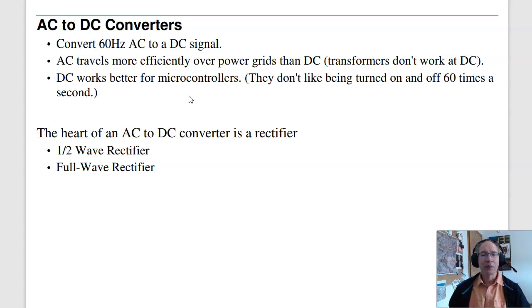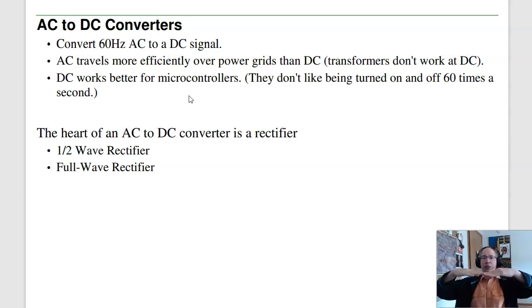So anyway, the purpose of an AC to DC converter is to convert 60 Hz AC to DC. AC is much more efficient for power grids. That's kind of why we have an AC power grid. Basically, transformers don't work at DC. And what happens is, if I want to transfer, say, a megawatt of power long distance at DC, if I have 120 volts at a megawatt, I need 10,000 amps. The transmission line losses are I squared R, so 10,000 squared is a huge number. Even a very small resistance is going to result in a huge loss in the transmission line.